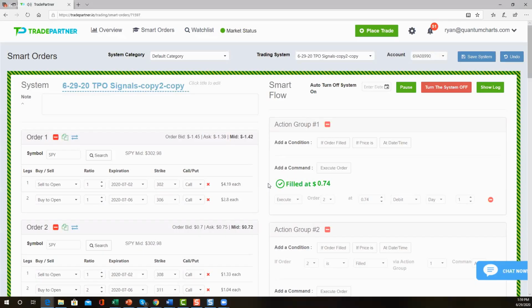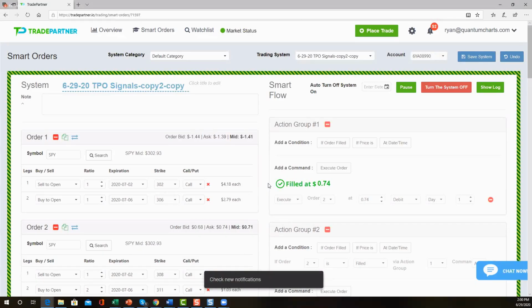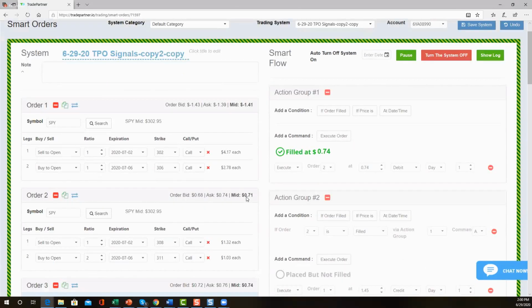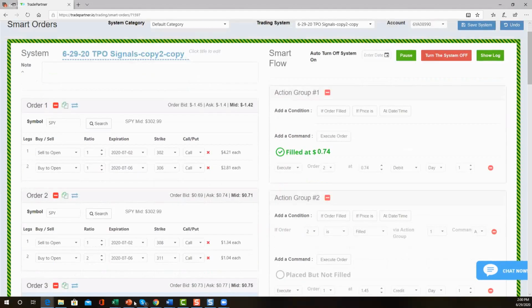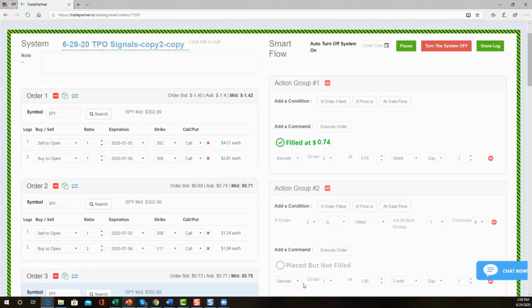Okay, so my first bullish was filled at 74 cents. And again, I made it to where I had a very high probability of getting filled on the first one. And then if the market moves up at all, then I should get filled on the bearish at 145. Okay. All right.